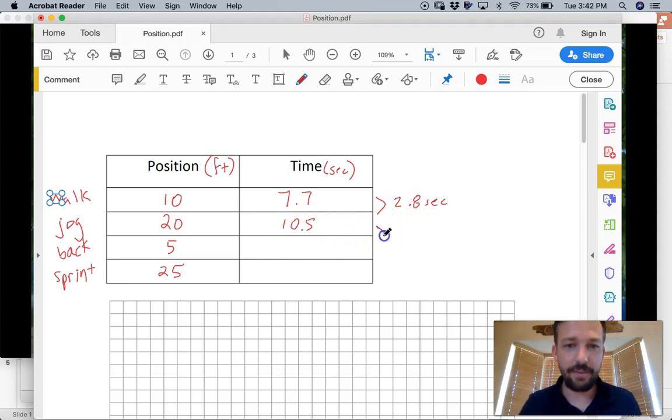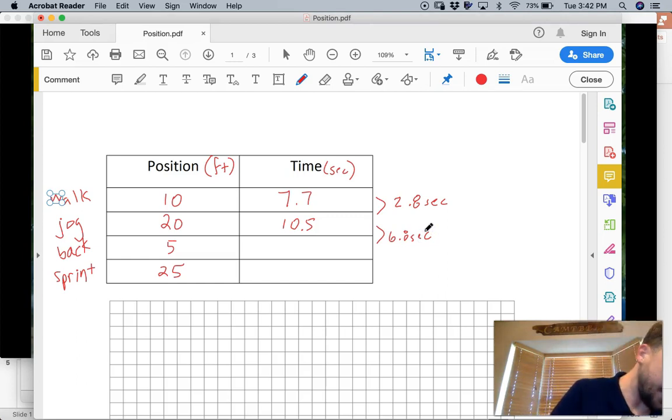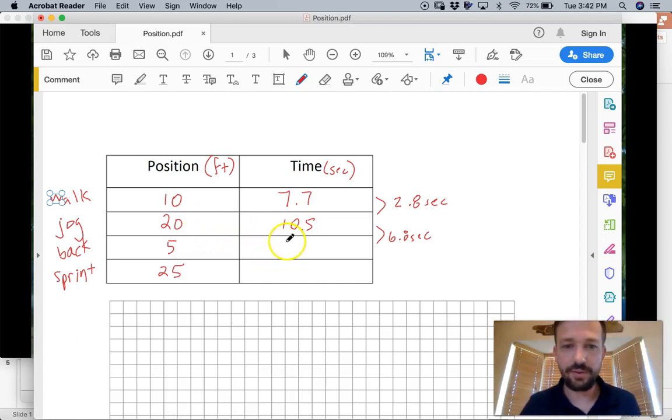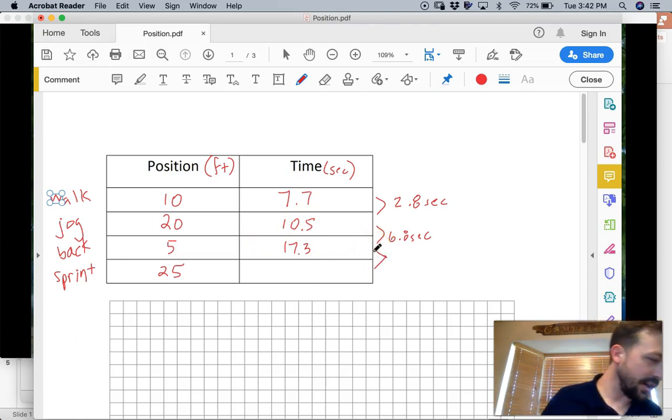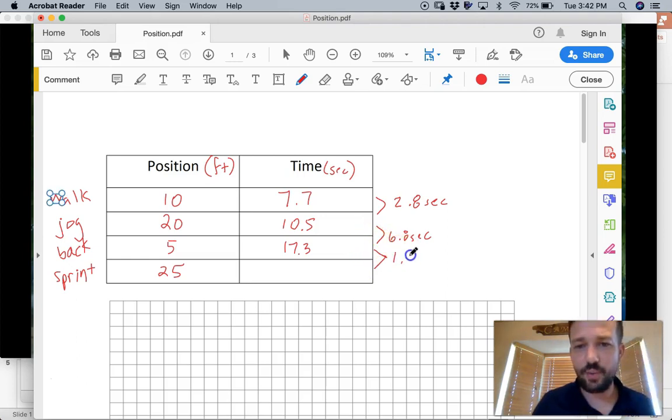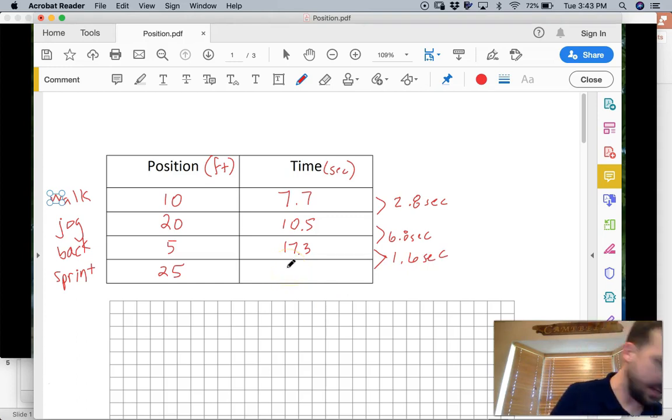Okay, and then the backwards jog took 6.8 seconds, okay? So 10.5 plus 6.8, that brings us to 17.3 seconds in total. And then that incredibly fast sprint he had took a time of 1.6 seconds. That's fast. And that brings us to a total time of plus 1.6, 18.9.